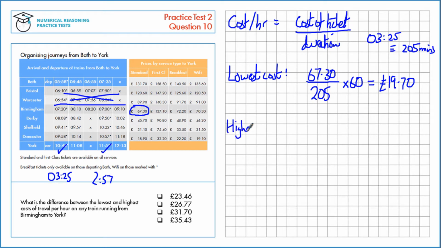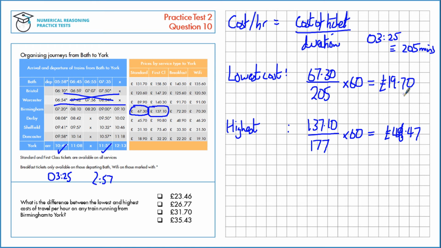For the highest cost, we want the highest priced train fare for that one, which is here, £137.10. And we want the quickest train, which was the 257. In minutes, that's 177 minutes. And that gives us the cost per minute, so we need to multiply by 60 to get the cost per hour, which is £46 and 47 pence.